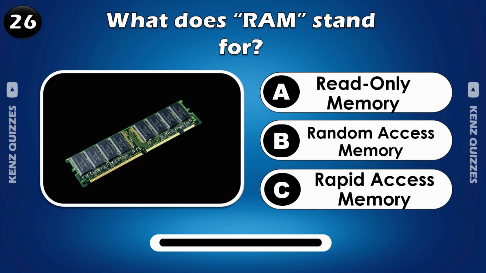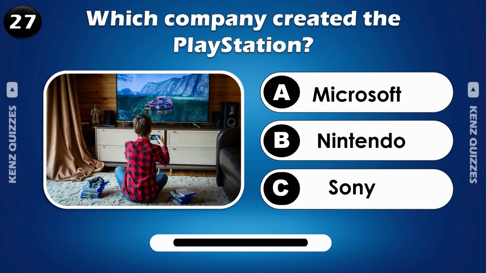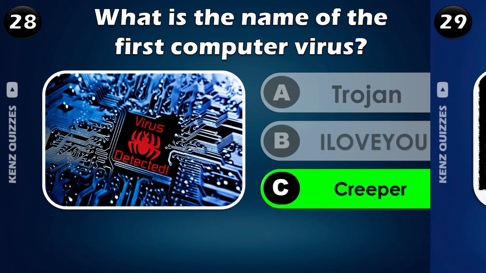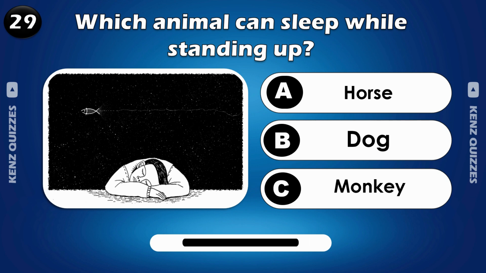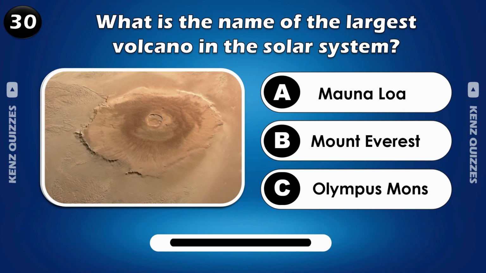Sicily. What does RAM stand for? Random access memory. Which company created the PlayStation? Sony. What is the name of the first computer virus? Creeper. Which animal can sleep while standing up? Horse. What is the name of the largest volcano in the solar system?